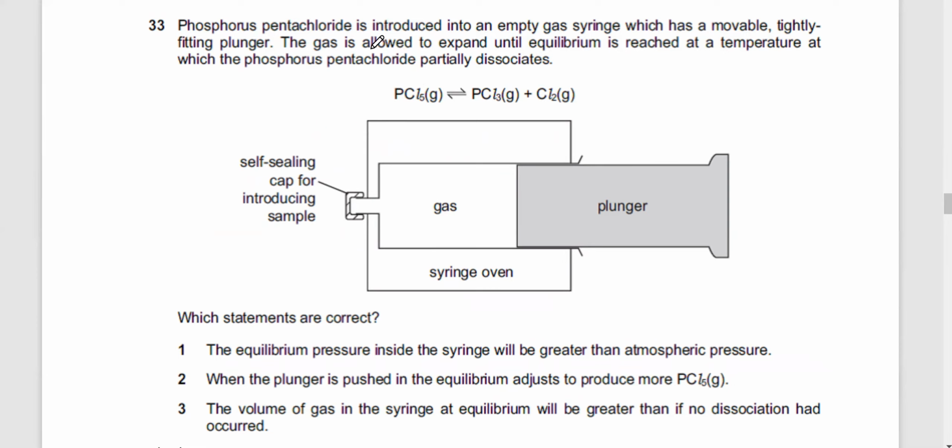PCl5. He's saying phosphorus pentachloride is introduced into an empty gas syringe which has a movable, tightly fitting plunger. Movable means that you can sort of increase the pressure, decrease the pressure, right? The gas is allowed to expand until equilibrium is reached at a temperature at which the phosphorus pentachloride partially dissociates. PCl5 is in equilibrium with PCl3 and Cl2. So which statements are correct?